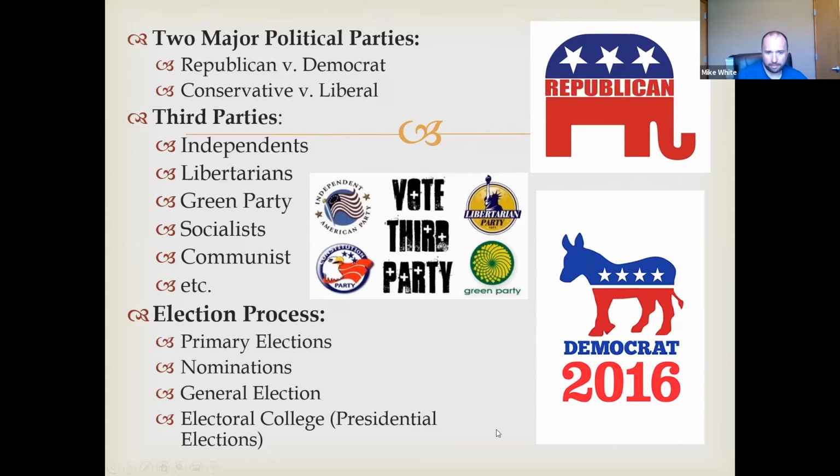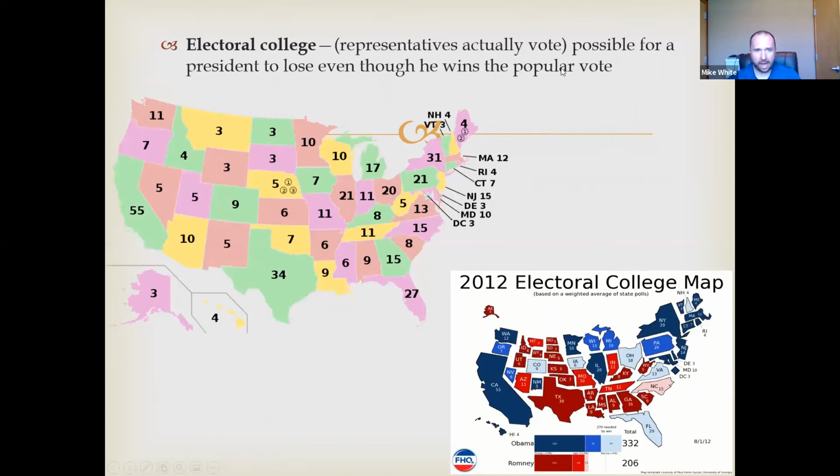The general election happens, and then lastly, the last thing we'll talk about before we do a few practice questions is the Electoral College. So the Electoral College is kind of the body that ultimately votes on and decides who wins in an election. So here is a map of the representatives that each state gets.